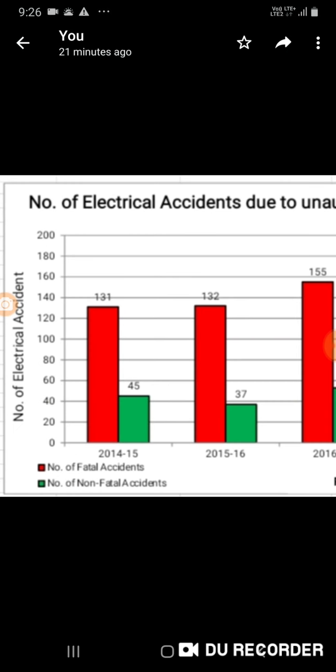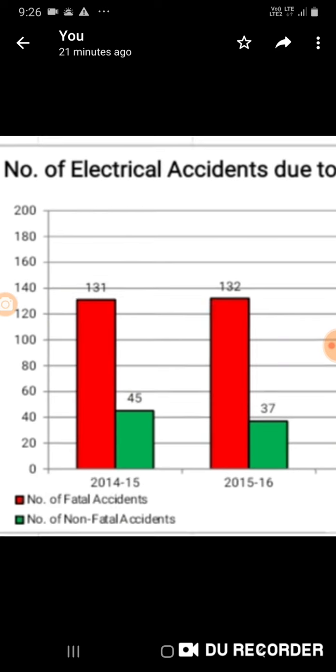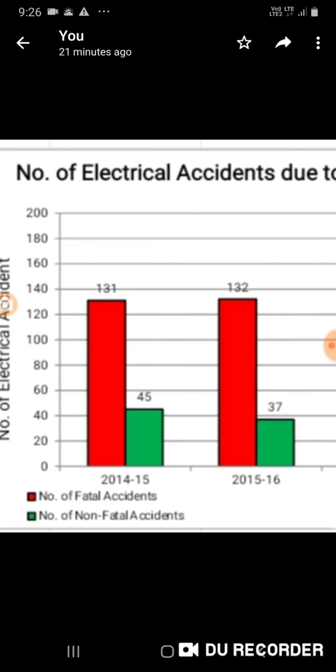Now, along the y-axis, there are number of accidents, and along the x-axis, years are plotted. And the red bar shows the fatal accidents, and the green bar shows the non-fatal accidents. Now, from 1st April to 31st March 2015, that is for the year 2014-15, the number of fatal accidents are 131.